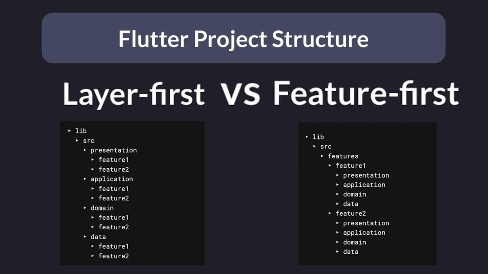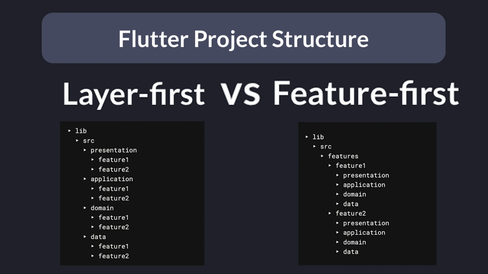So as you can see on the screen, we have a lib folder, and inside the source we have presentation, application, domain, and data. Basically these four are the top layers, and inside we have multiple features. With this approach we will keep adding all these features in this layer, so we have the top four layers and all the features will be inside these four layers. So this is the layer-based, and now if we talk about feature-first, we don't follow the layers, but layers will be inside the features.